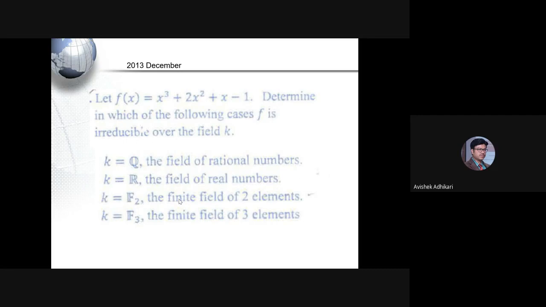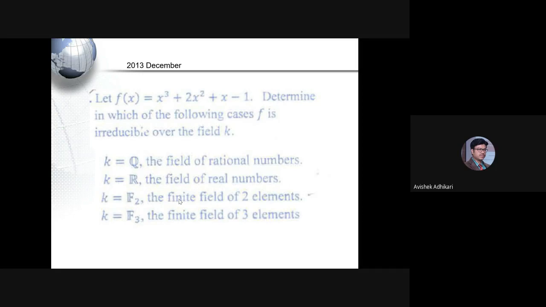So f(x) equals x cube plus 2x square plus x minus 1. Determine in which of the following cases f is irreducible over the field K. Okay, if it is Q, what will be your conclusion? You need to check whether the roots are within Q or not. But from this equation, it's not very easy to understand whether the roots are within Q or not. So you may try with F2 first, K equal to F2, that means Z2. Then that may be easier for you to think.